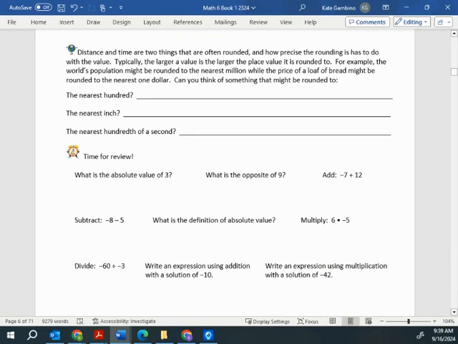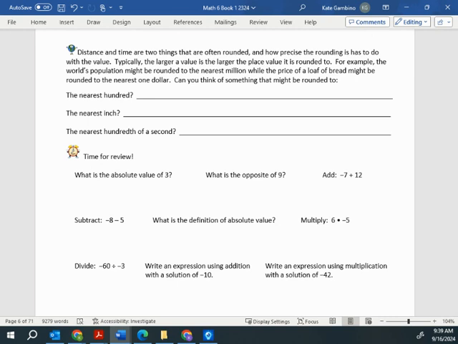Now in the middle of the page, it says distance and time are two things that are often rounded, right? We need to round the distance when people are running in track and how fast they ran the mile. Maybe it's 7 minutes and how many seconds. We have to round it. We're not going to say oodles, right? We just round to a certain decimal place.